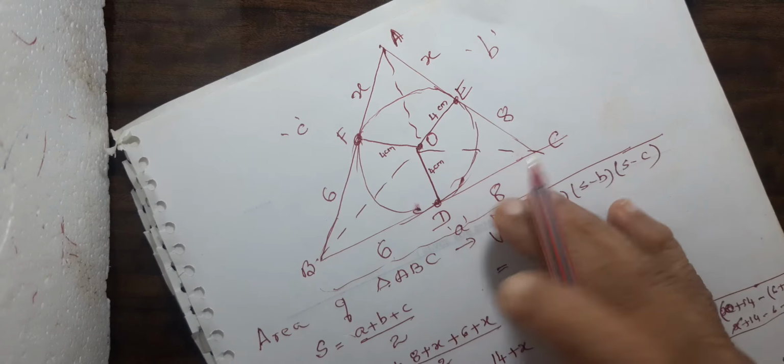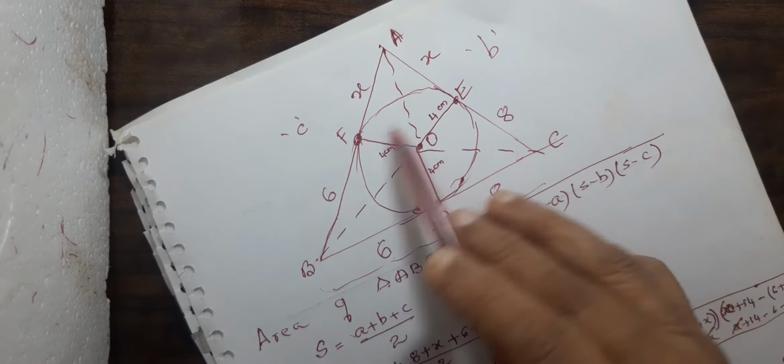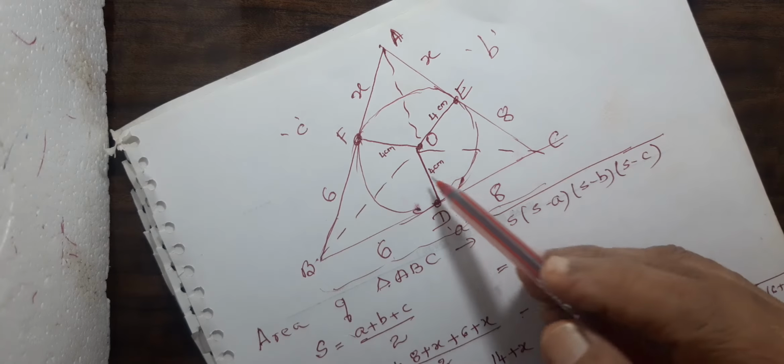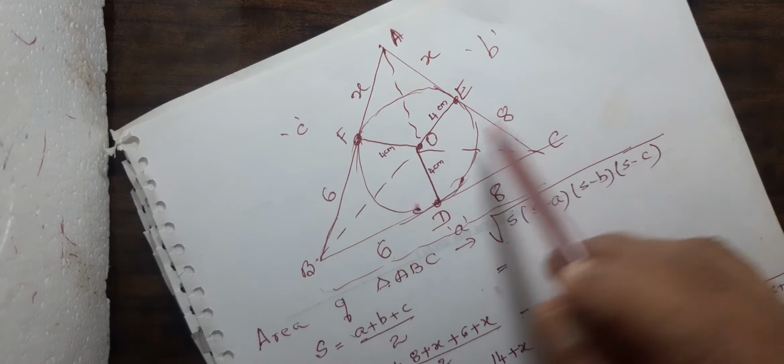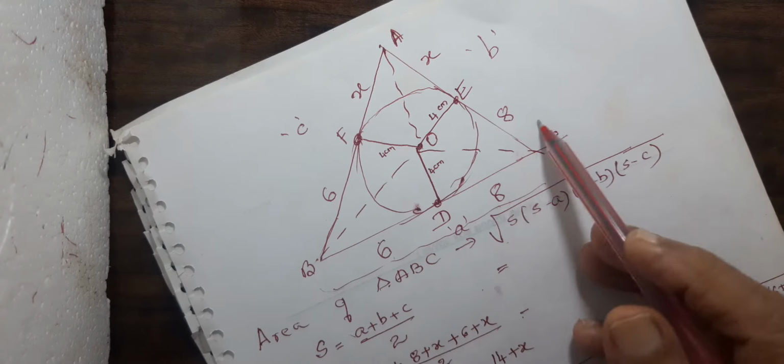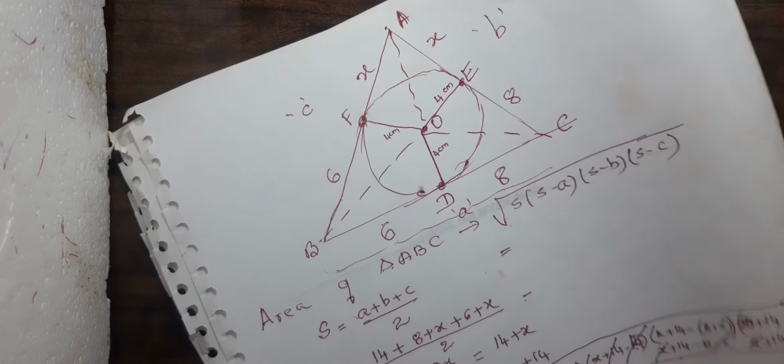Everything is clearly written. Now the radius of this circle, which is circumscribing, is 4 centimeters, and all the other measurements you know. What is there? 6, 6, 8, 8, x, x. You know it. Now how to do this one?